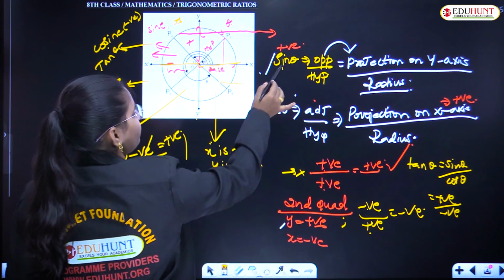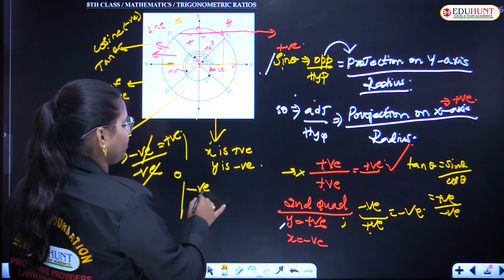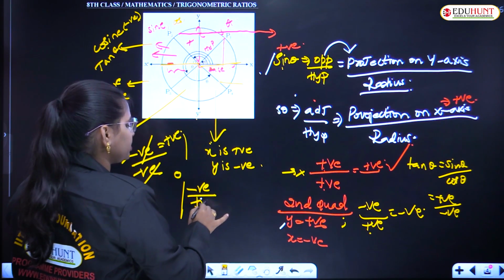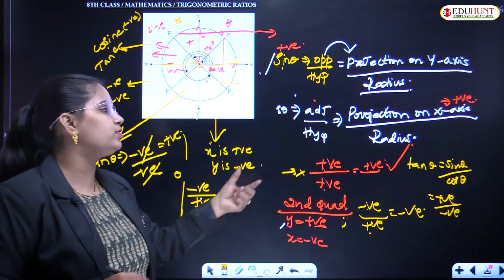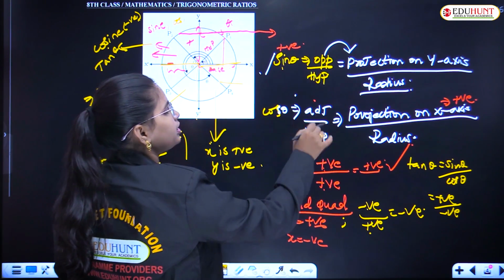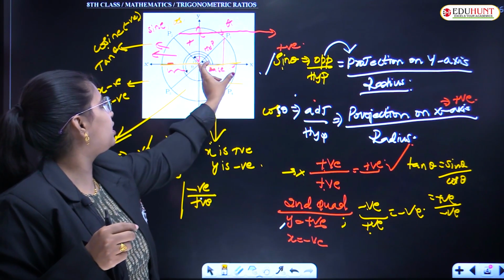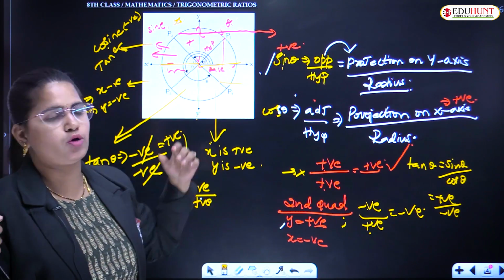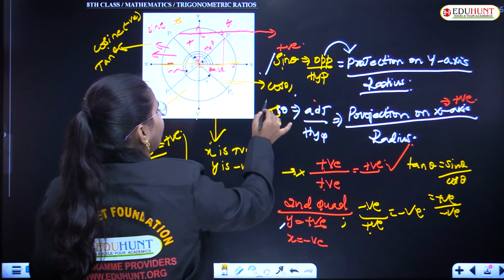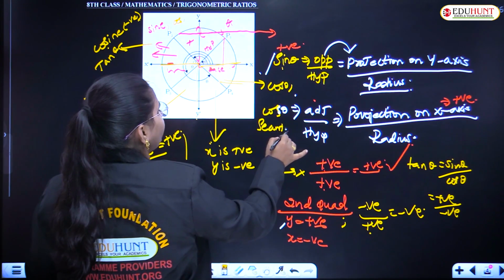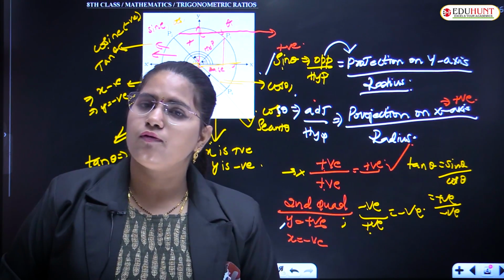Sine is the projection on the y-axis, so the sine value will become negative, and the radius is positive, negative upon positive is again negative. But if I talk about cos theta, what is the definition of cos theta? Projection on x-axis to radius. X is positive here, positive upon radius, positive by positive is positive. So in the fourth quadrant, cos and secant are positive.